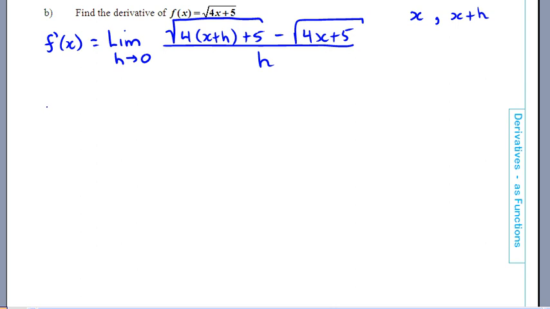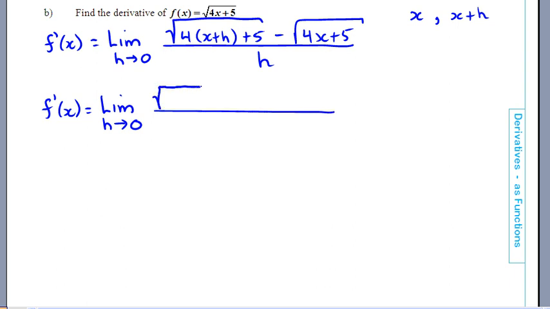Okay, well, I can expand that open a little bit. I can tidy it up slightly. Probably could have skipped right to this line next time. Just a tiny little bit of work I can do in there. I can distribute the 4. It's still all going to be underneath this root sign though. I'm going to have the square root of 4x plus 4h plus 5 minus this root, 4x plus 5, all sitting on top of h. Direct substitution does not work. You can't put h equals 0 in because of this division by 0 that would happen in the bottom.